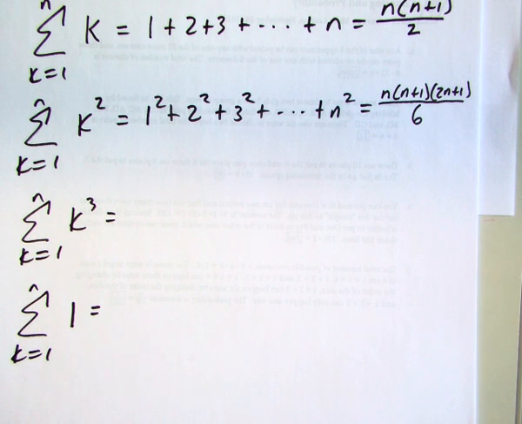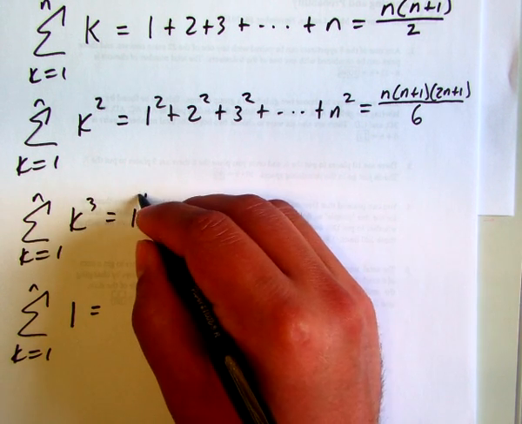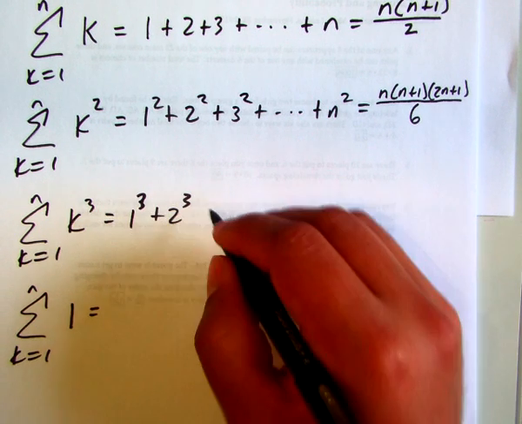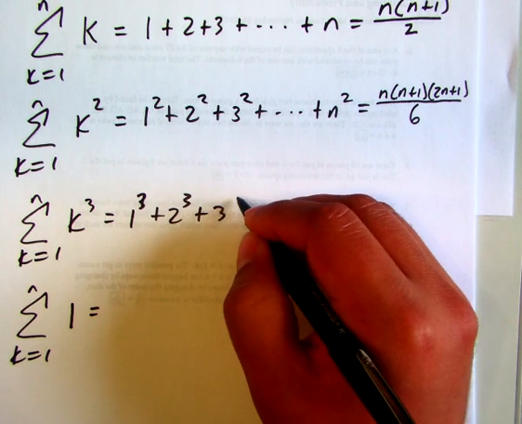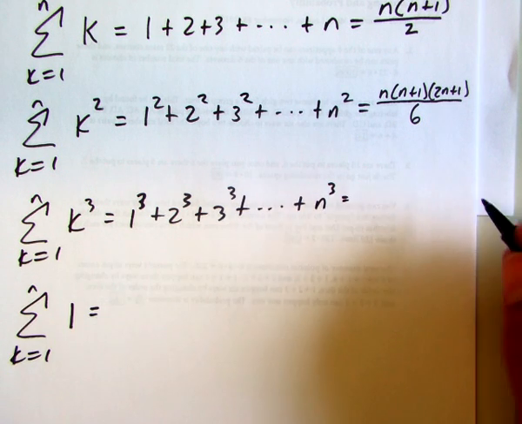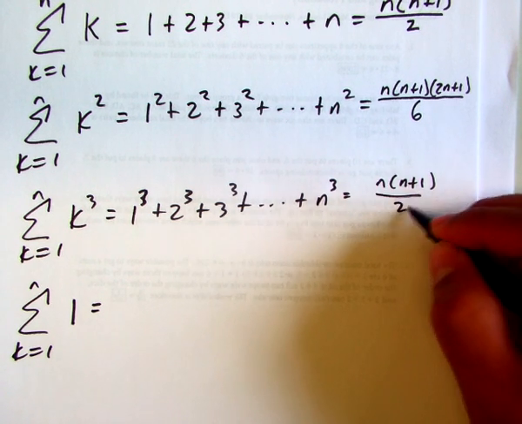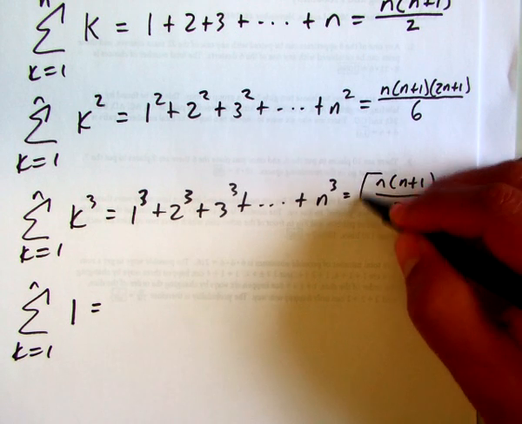Okay, and the last ones I'll fill in quickly. Sorry for the delay. Which is adding up the cubes from 1 to n. That one is n times n plus 1 all over 2. It's just like the first one, but we're going to square the result.